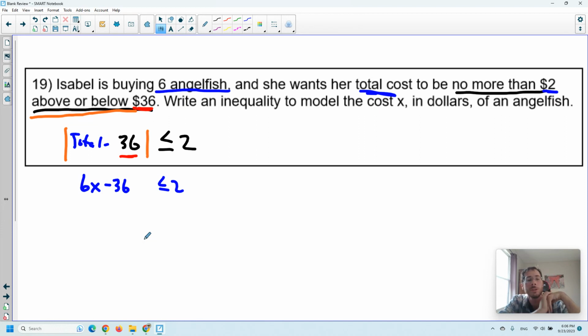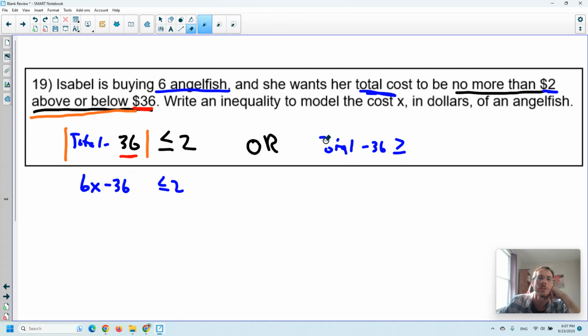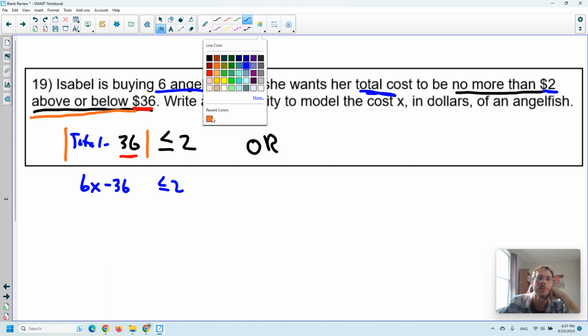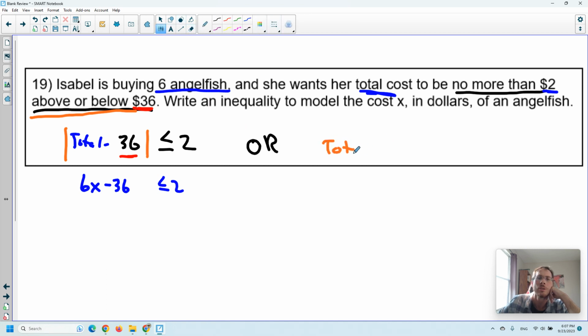Other option, if you don't want to use the absolute values, we could set up an OR inequality. We could do total minus 36 is greater than, this should be in orange. This is our option if you don't want to do the absolute value. You can swap the absolute value out with solving this one still. Total minus 36 is greater than or equal to negative 2. So we would have to solve both of those.